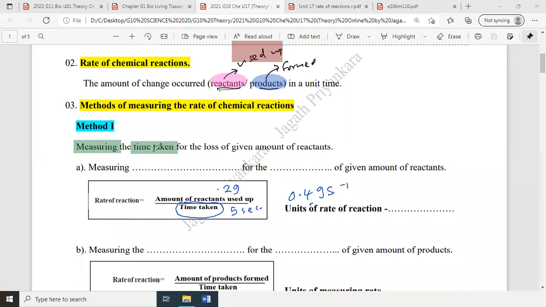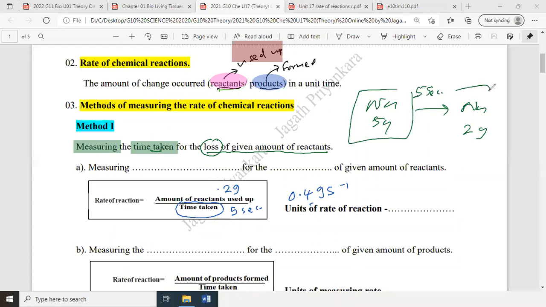But anyway, you got the idea. The time taken you record, and the other one is the loss of a given amount of reactant. It can be loss of mass, right? Say, for example, 5 grams of sodium becomes 2 grams of sodium after 5 seconds. Then you check the loss of mass: 5 minus 2, then 3 grams loss, and the time taken for that. So what are the two measurements here? The time taken you have to record, and the loss of mass or the loss of concentration or whatever in the reactant you have to monitor.